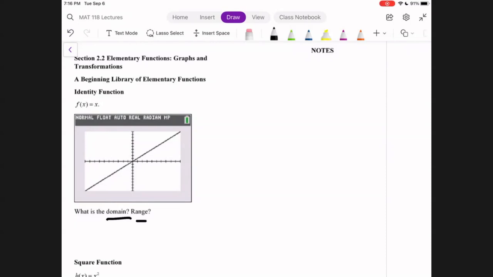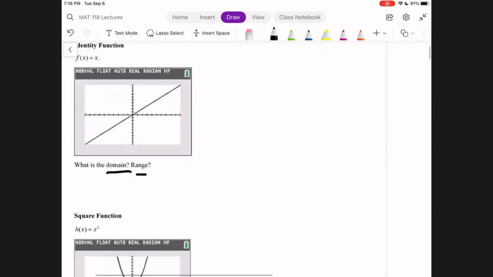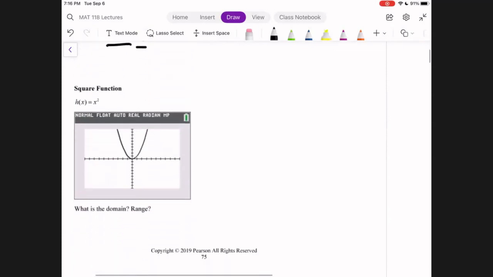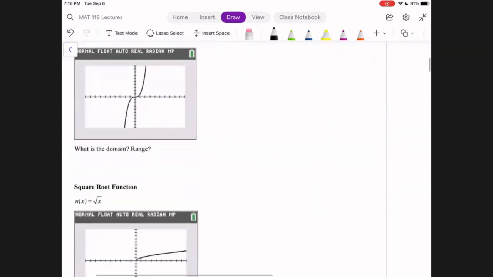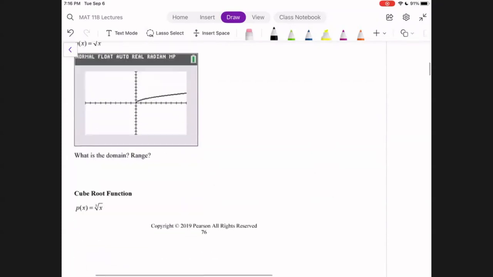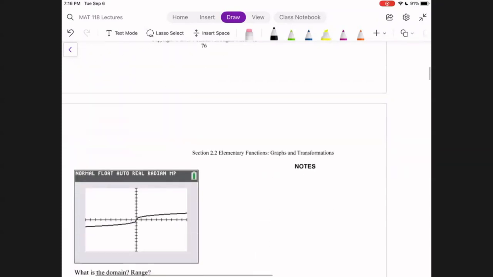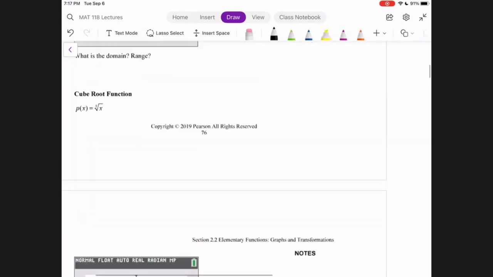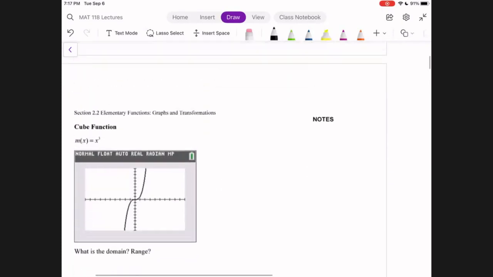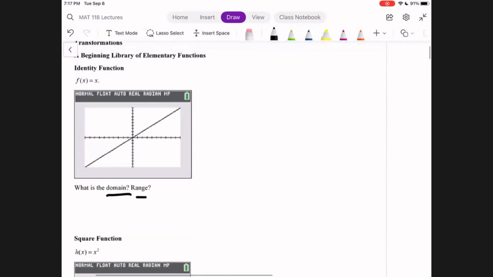So one of the beginnings here, it talks about there are 6 functions. There's the identity, and then there's the square function, which is x squared. There's the cube, x cubed. There's the square root. You have the cube root. And then we have the absolute value, which is these vertical bars. So all of these, it has a picture accompanied with it. You can also graph these on Desmos. So for each one of these, it wants you to talk about what is the domain and range.